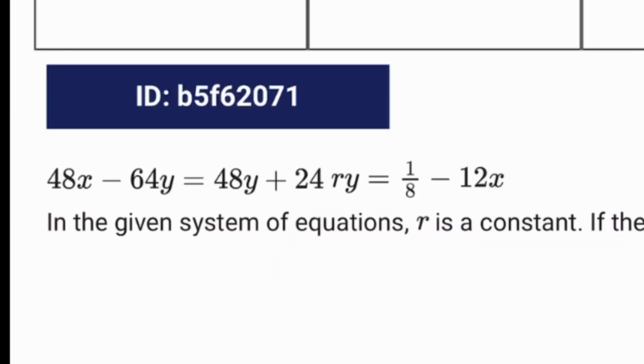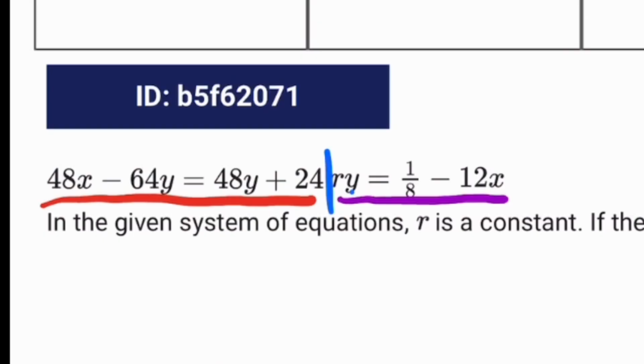All right, here we have 48x minus 64y equals 48y plus 24. Is this r supposed to be part of that? I mean, they have the plus. You wouldn't just put a plus on its own. But I do think this equation is probably going to have a y in it, and it looks like that's r times y. Hopefully on the real SAT, they've figured out the spacing by now so that these are a lot clearer. But again, equations should be 48x minus 64y equals 48y plus 24. And the second equation should be ry equals 1/8 minus 12x.